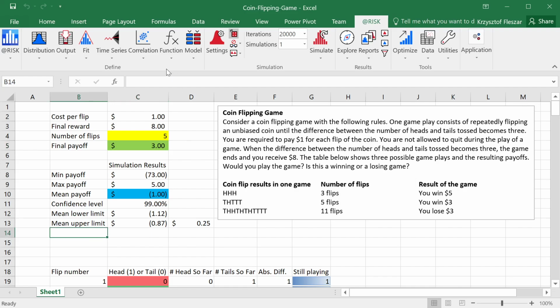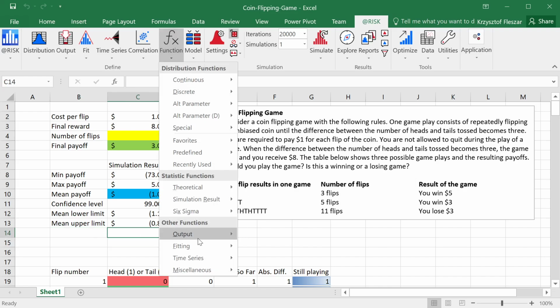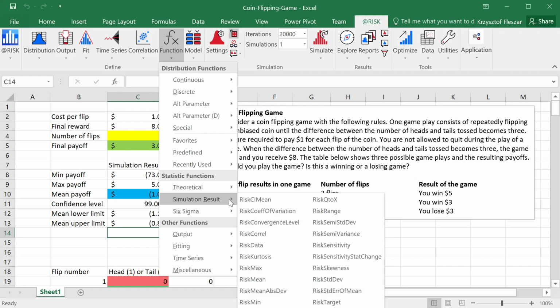So there are functions to determine this. Actually, let's first find the function and then we'll name it. The simulation output that can help us determine whether we're winning or not is risk target, and this returns the cumulative probability of achieving a final value, like the final payoff, less than or equal to the target.